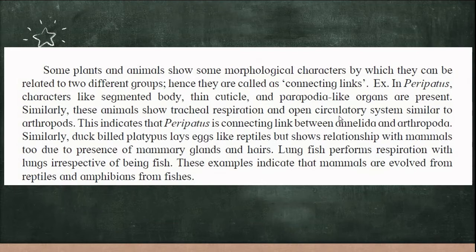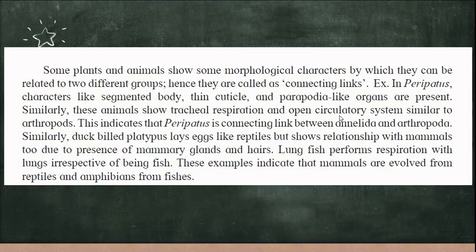Now see, in peripatus you will see that the body is segmented with a thin cuticle, and parapodia-like organs are present. Similarly, these animals show tracheal respiration and an open circulatory system, which are similar to arthropods. Arthropoda is one of the classes where we see an open circulatory system, where the blood is white in color and flows openly. See, in our circulatory system the blood flows through arteries, veins and capillaries, and it is a closed circulatory system, whereas the cockroach has an open circulatory system. So that is similar to arthropods.